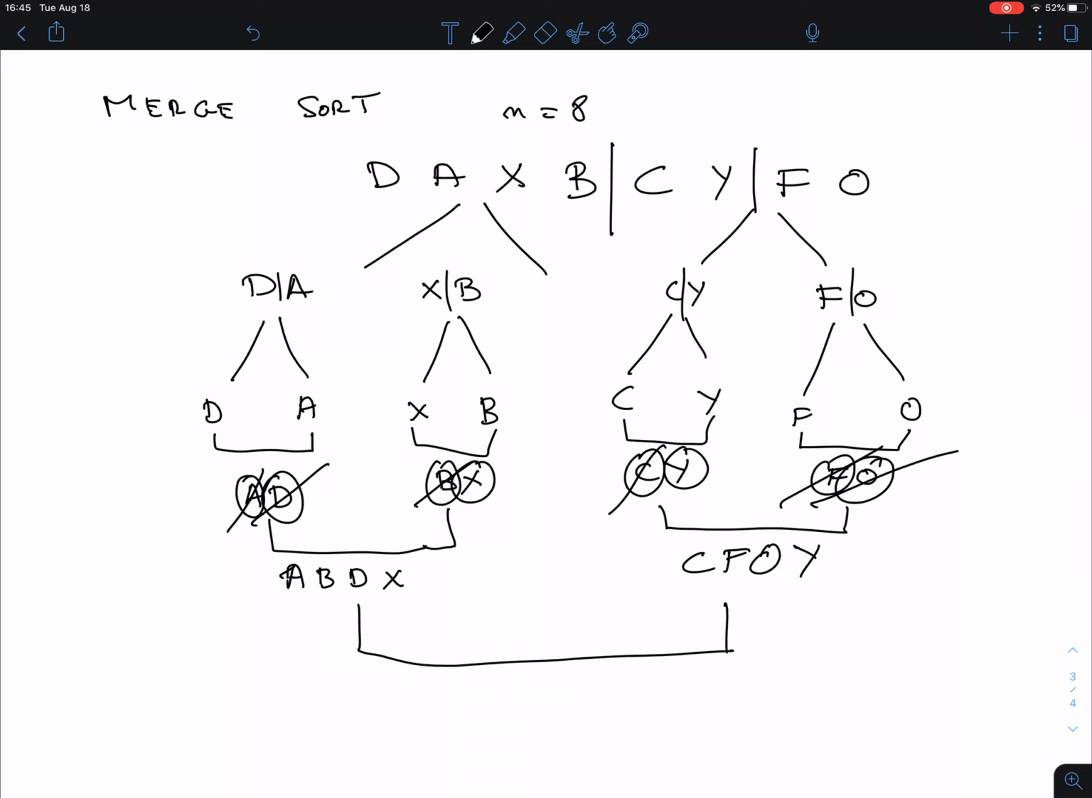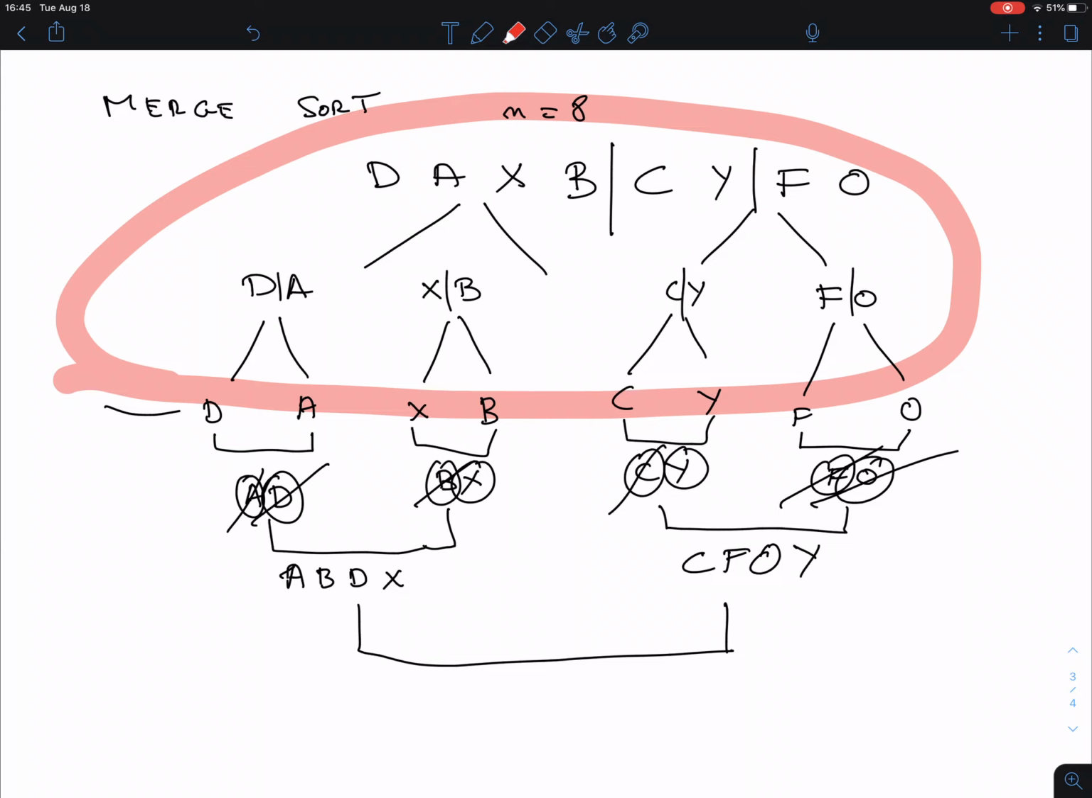So if you want, up to this stage, up to this part here, we were dividing it. Remember the name of this type of algorithm was divide and conquer. Here we were dividing it, and once we had divided it, it was kind of sorted. Now we were conquering it. In other words, putting it back together.